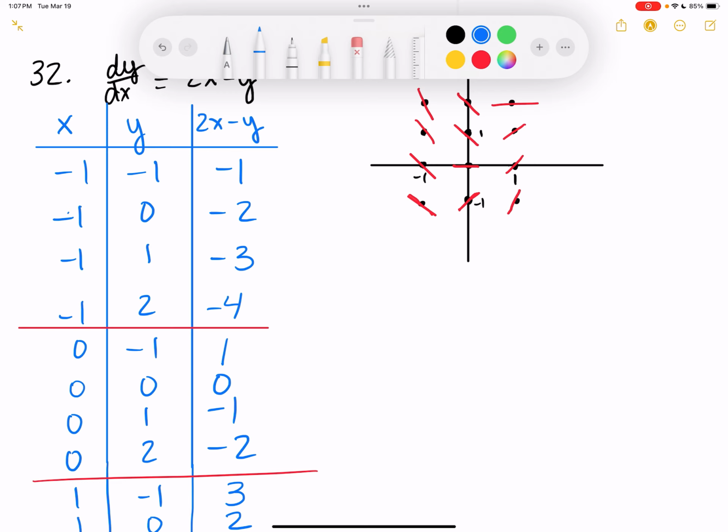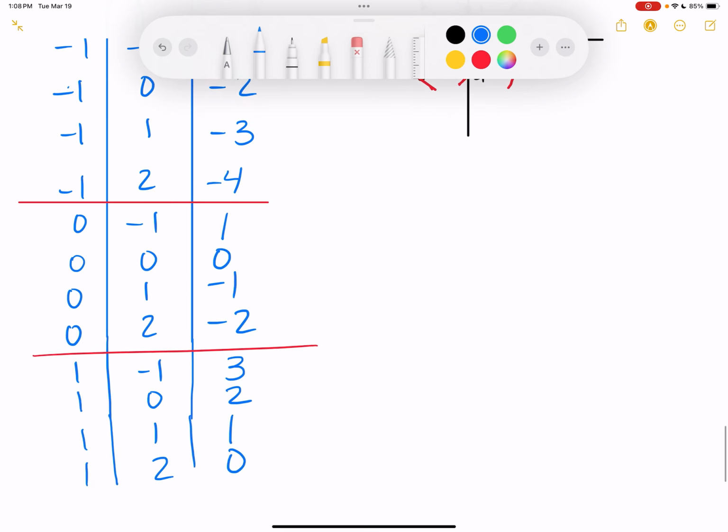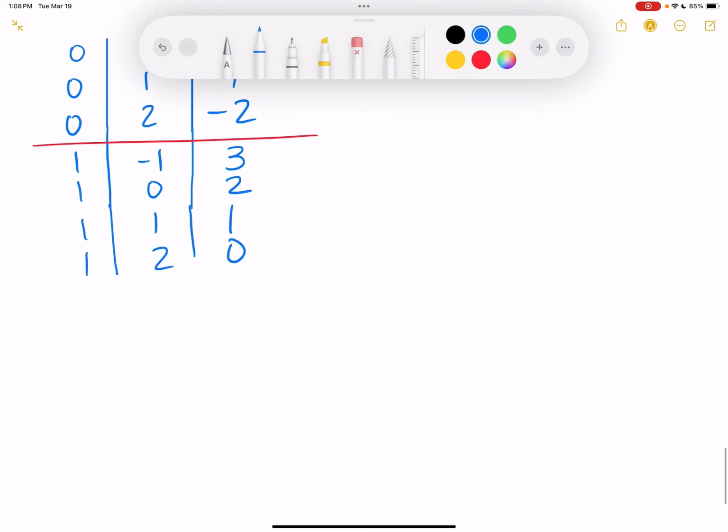Oh dear, wait. There's one more thing we need to do. I lied. We're not done yet. We need Euler's method. That was even in the title. I forgot. We're not done with the session.